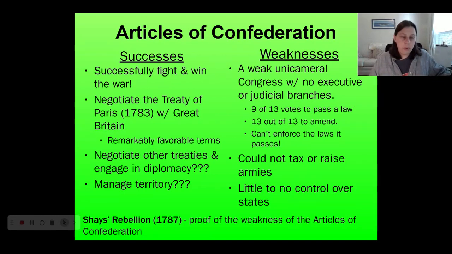The tipping point that I think finally convinces a lot of leading, I was going to say colonists, but now Americans, leading Americans, that the Articles of Confederation are not working is Shays' Rebellion. If you remember, this is the rebellion of poor farmers in western Massachusetts, most of whom were veterans of the Continental Army who were in debt and who were being taxed by the state of Massachusetts to pay off their war debts and were being thrown into debtor's prison when they couldn't pay their taxes.